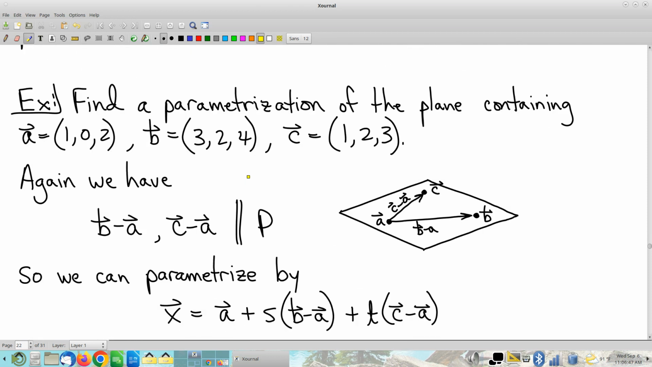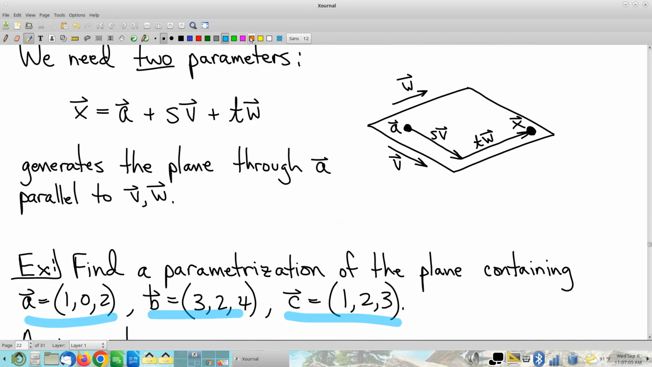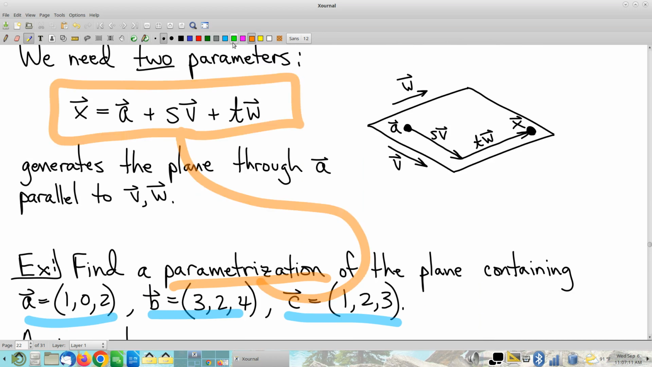Okay, so let's parameterize this plane. Now again, let's presume that we're given 3 points, A, B, and C. And how are we going to go about parameterizing? Well, let's see. What do we need if I want to parameterize? Apparently I'm going to need a point in the plane, and I'm going to need two vectors parallel to the plane. That's what you have to have in order to use that parameterization formula.